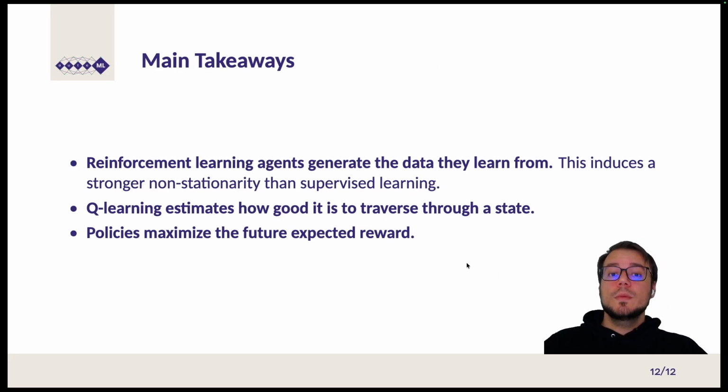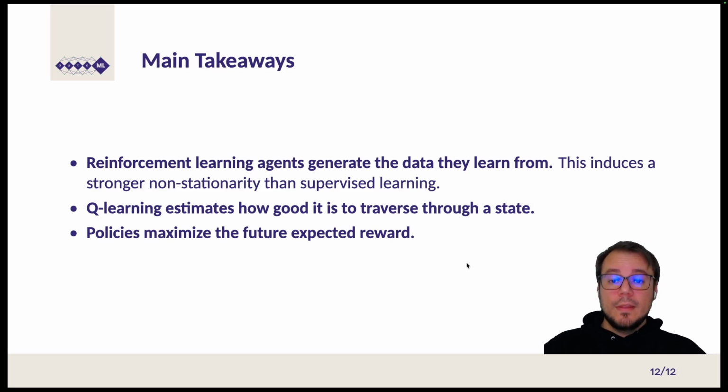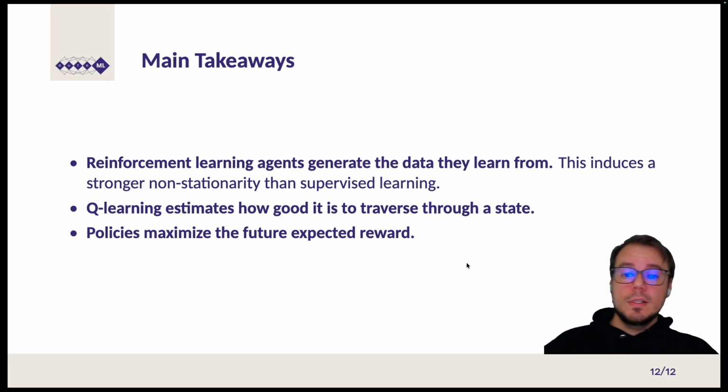What I want you to take home is that reinforcement learning agents generate their data while learning. So this introduces a stronger non-stationarity than supervised learning, and reinforcement learning thus is a prime candidate for actually using dynamic algorithm configuration methods themselves. So you have often seen in the literature that PBT is applied to reinforcement learning. Q-learning estimates how good it is to traverse through a state, right? We know the value of being in a state and playing a certain action, so traversing through it, and the policies are trained to maximize future expected rewards.